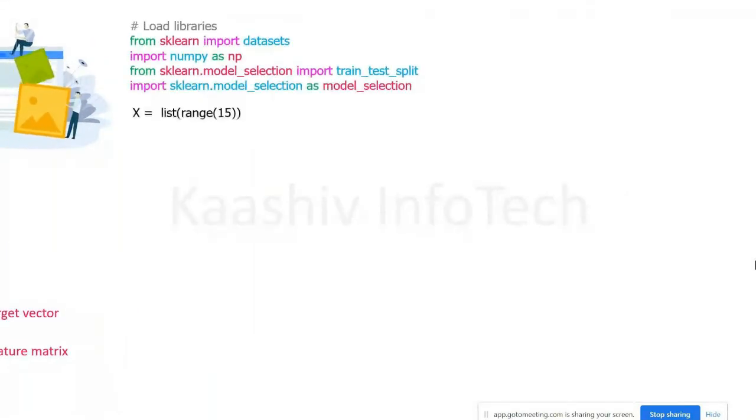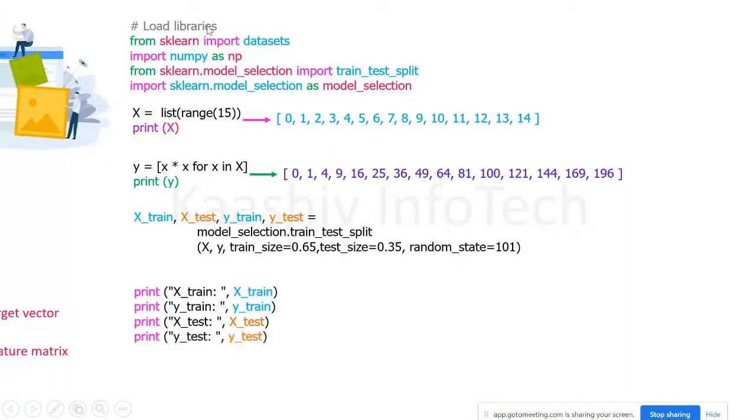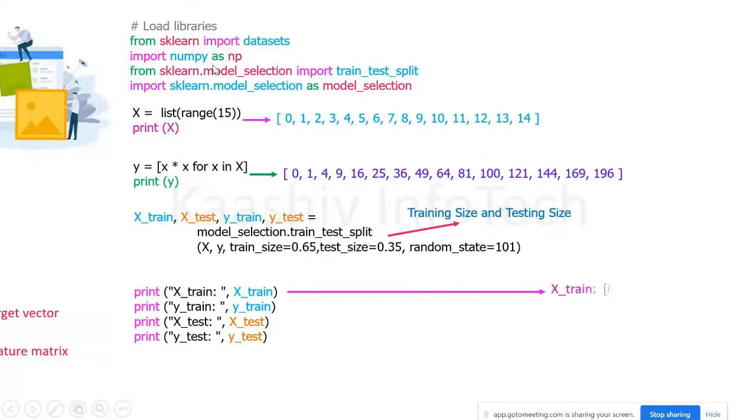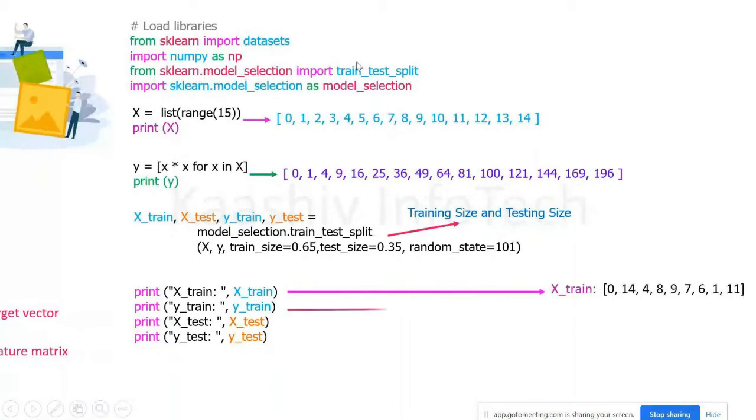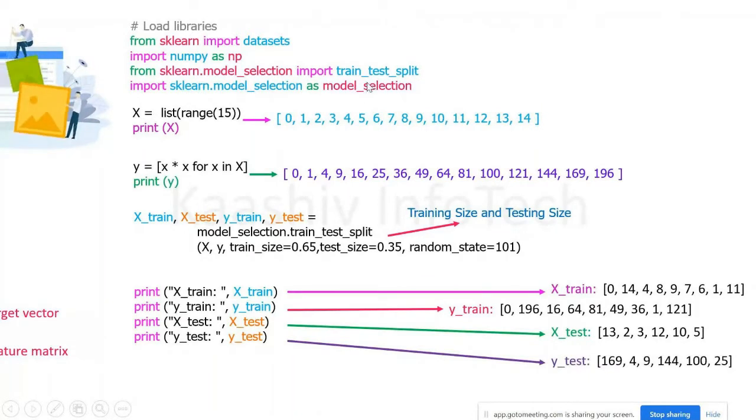Yes, here is the one. I'm trying to show a sample data set to be created. I have my sklearn datasets, and I have numpy as np. From model selection, I import the train_test_split functionality.